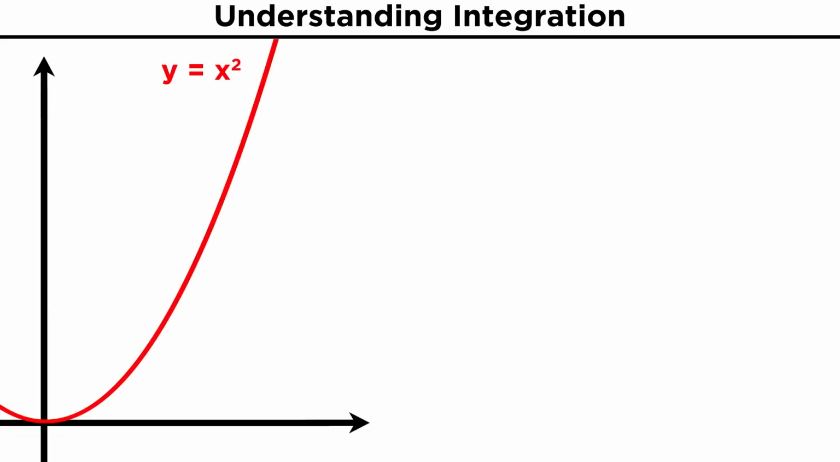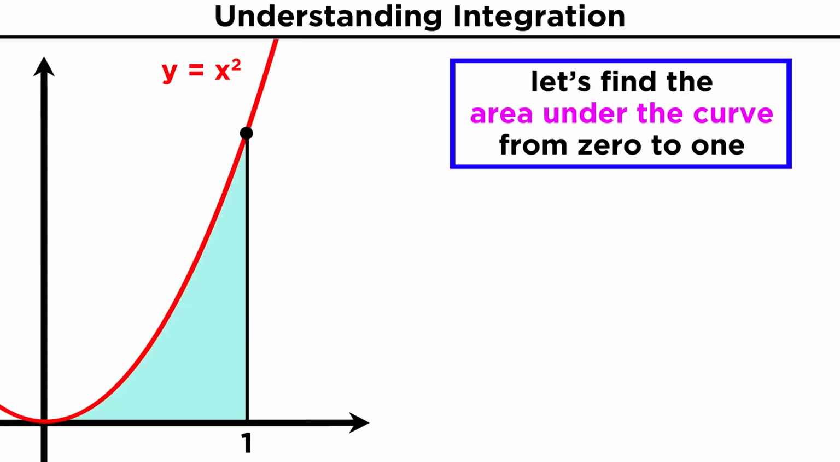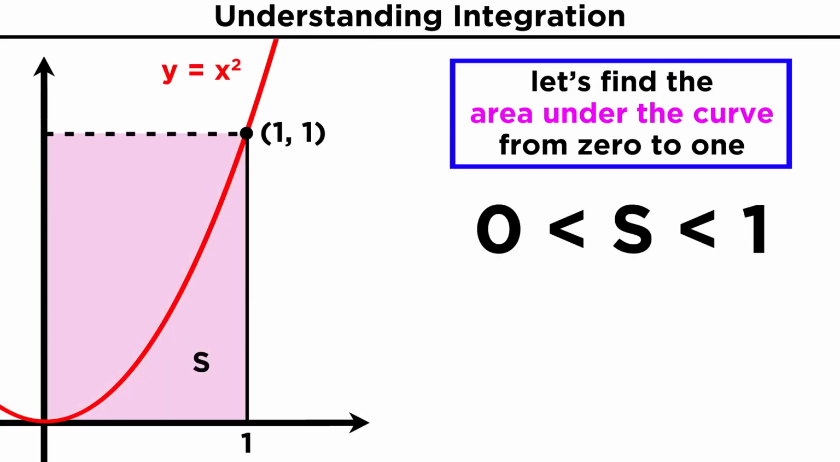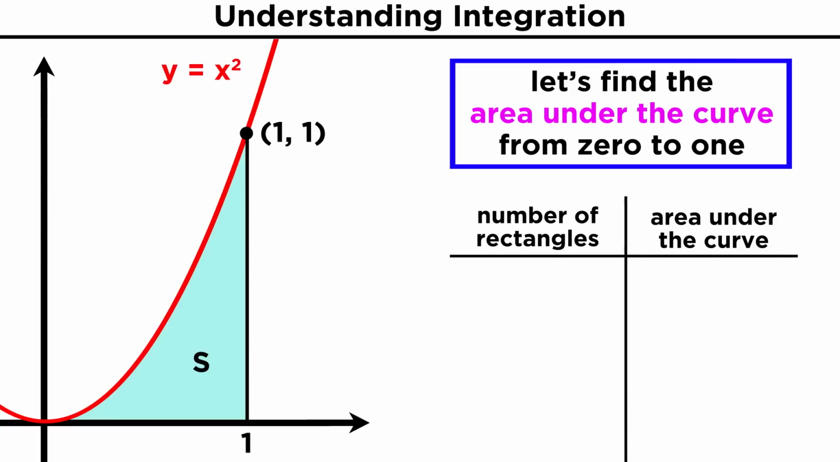Let's do this more quantitatively on a specific function to get a better grasp of what's going on. Let's take y equals x squared. Say we want to know the area under this curve over the interval of 0 to 1. So let's write in the point 1, 1 and label this shaded region S. We know that this area must be somewhere in between 0 and 1 because a square with these sides will have an area of 1, and this area is smaller than that. But let's use some rectangles and see how close we can get.